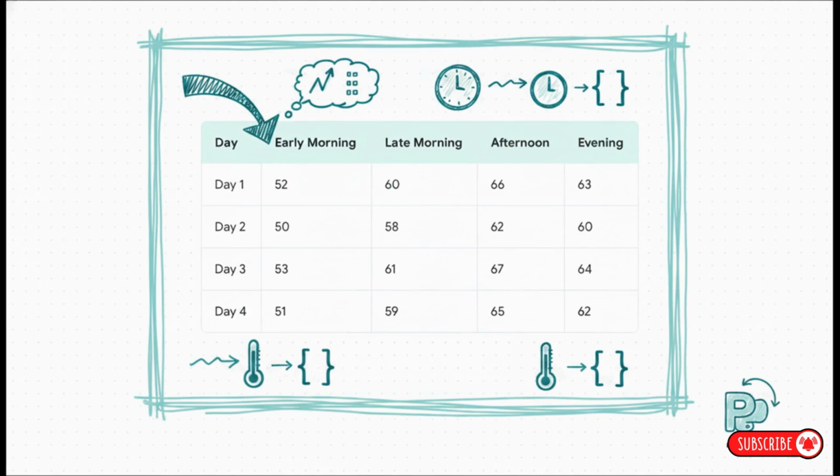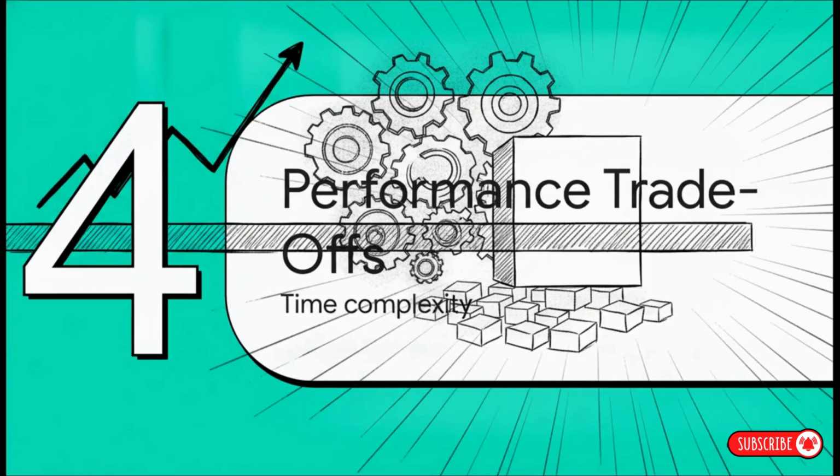Now look at day 2, afternoon, sitting there at 62 degrees. That would be row 1, column 2. This simple nested structure lets you build out surprisingly complex data models without needing any fancy external libraries. Now for the really fun part.